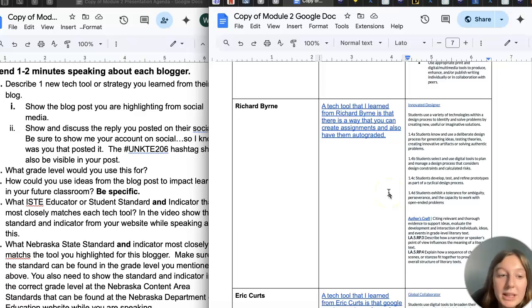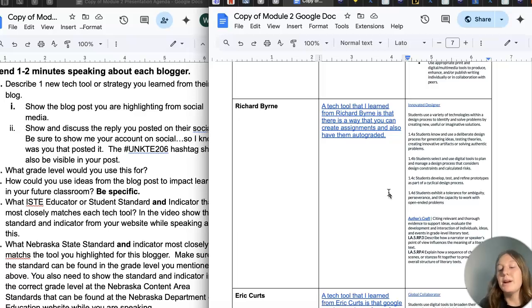Then for the grade, I put that this was 5th grade. And then how you could use this in the classroom, I feel like this could easily impact their learners because it gives the students feedback faster. It gives them feedback sooner than later. And then I shared with you my ISTE standard.